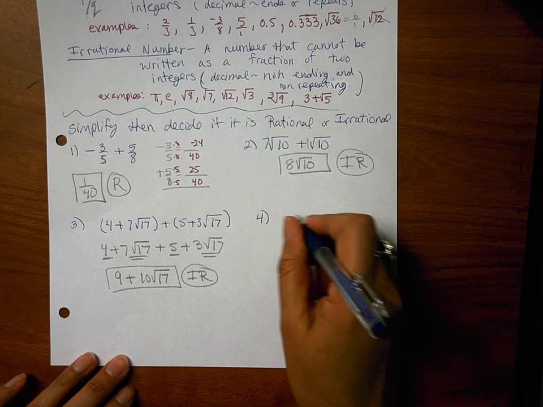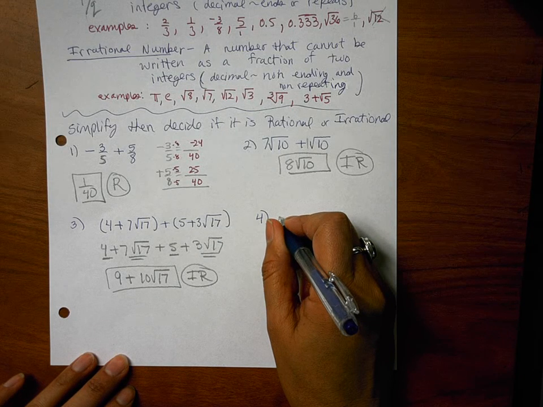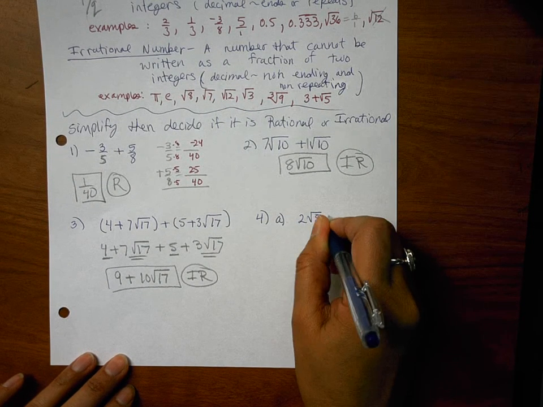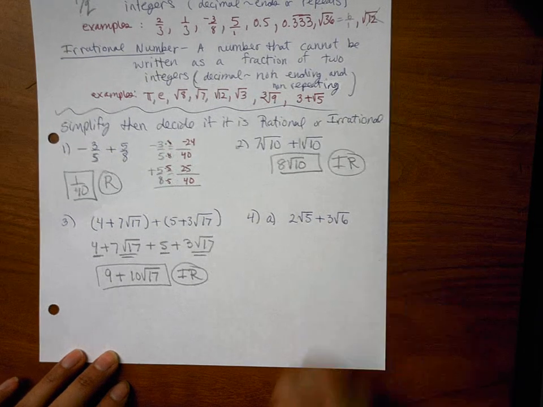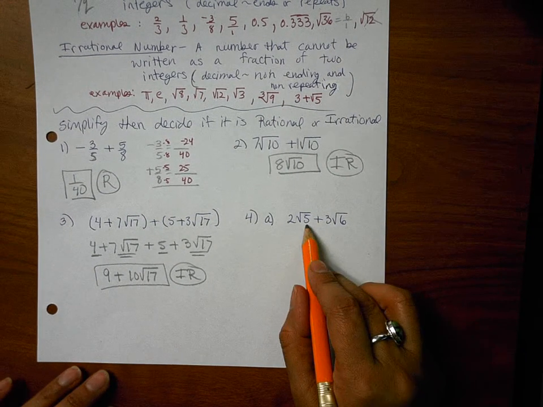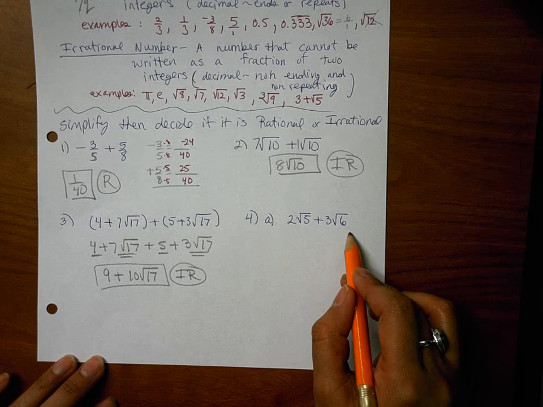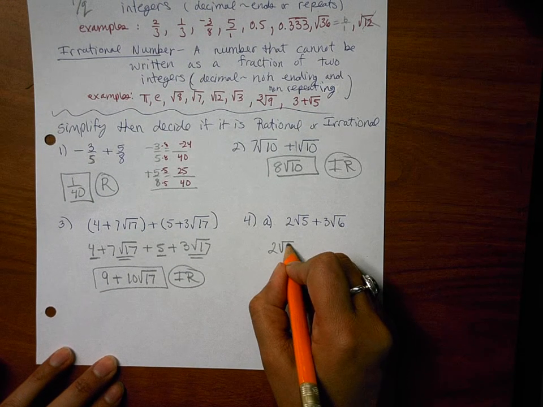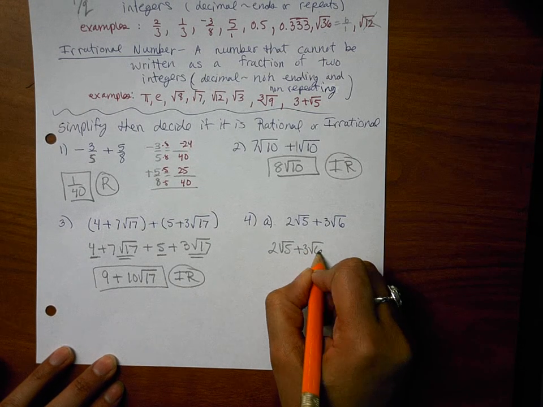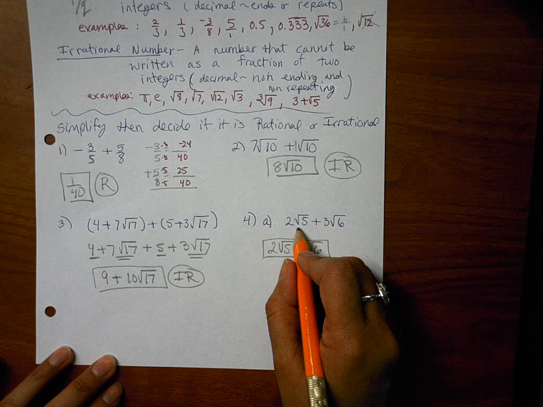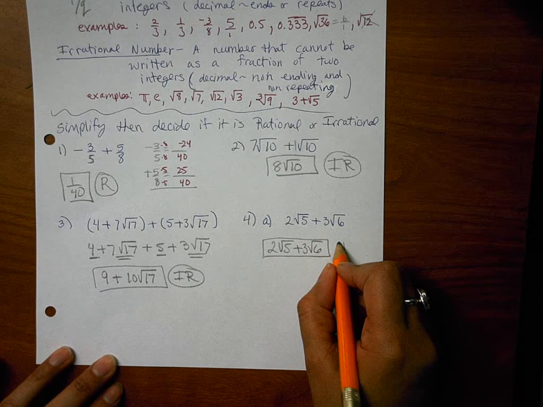Okay, I'm going to call this 4A. 2√5 plus 3√6. They're not like terms. That's a √5, that's a √6. Even if I were to break down and take out pairs, nothing comes out. There's nothing I can do. So your answer is the original problem. There's nothing you can do to simplify. You're adding 2 irrationals. It stayed irrational.